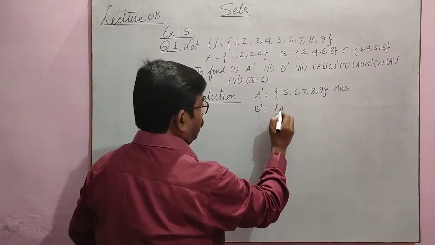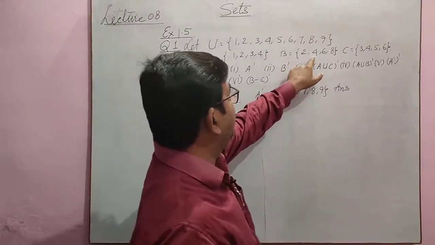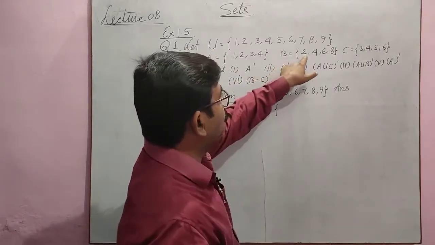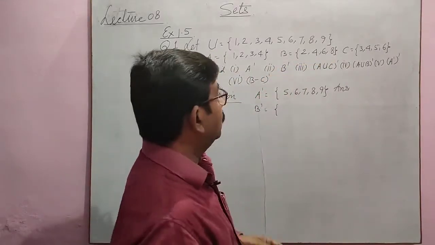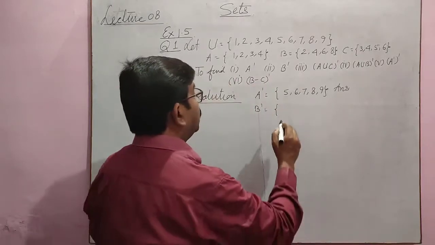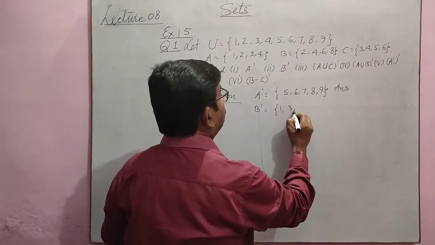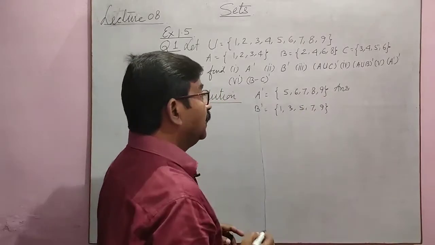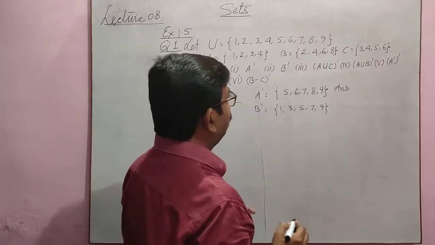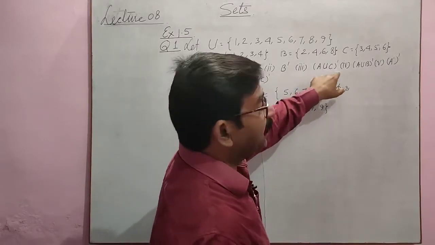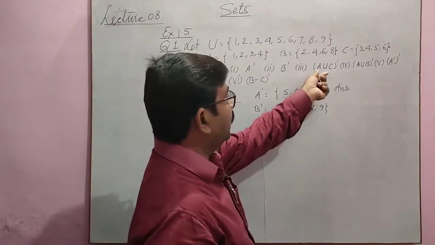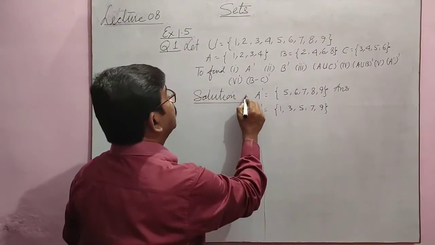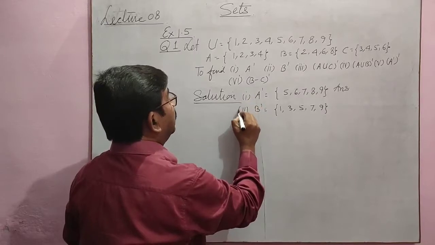Complement of B. So the elements of B will be removed from the universal set. We have 2, 4, 6, 8 in B. So if we remove 2, 4, 6, 8, what we have is 1, 3, 5, 7 and 9. All evens are removed. Now we have to find the complement of A union C. So first we have to find A union C, then its complement. This was the first part, this is the second part.